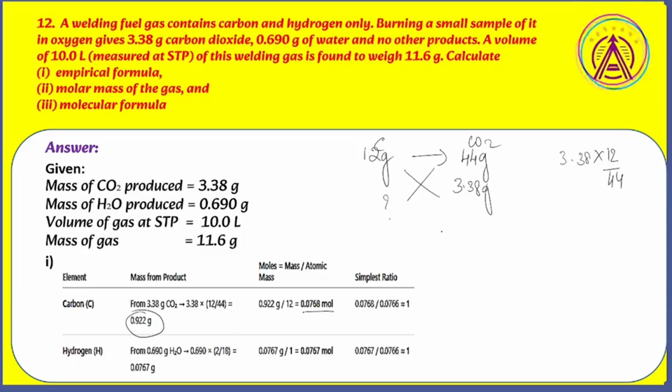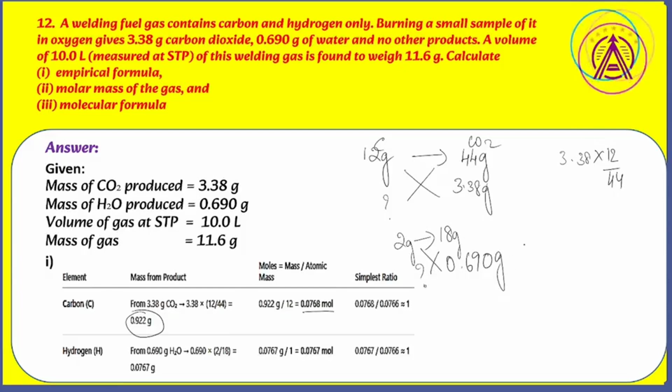Similarly, for water, we know that 0.690 grams of water is formed. If 18 grams of water is formed, 2 grams of hydrogen has reacted. So if I have 0.690 grams of water formed, how much hydrogen has reacted? In the same way, if I calculate, I get 0.0767 grams. And if I divide it by the molar mass of hydrogen, I end up getting 0.767 moles.